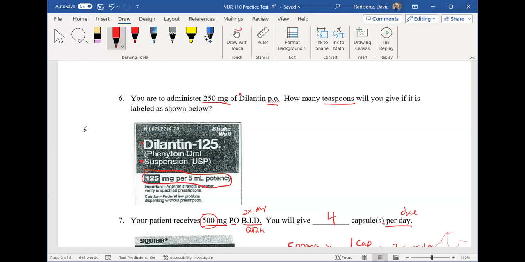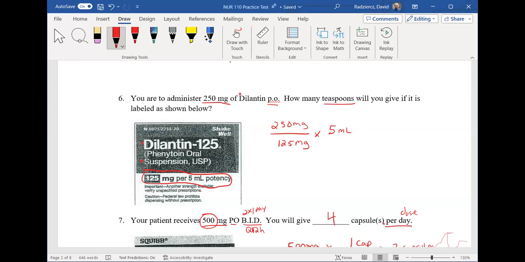All right, so Dilantin, my order is 250 milligrams. What do I have available? I actually have 125 milligrams available. Here's where most students go wrong, is that when they're doing ordered over have, or desired over have, they forget to incorporate the quantity. And in this one, it's 5 milliliters. Don't be that student that makes the mistake of putting in the wrong quantity. Sometimes you're going to get answers right just doing ordered over have, because the quantity is 1 milliliter. So if this was 250 over 125 per 1 ml, then you would just say the answer is 2, and then you'd be done. But that's not what it's saying.